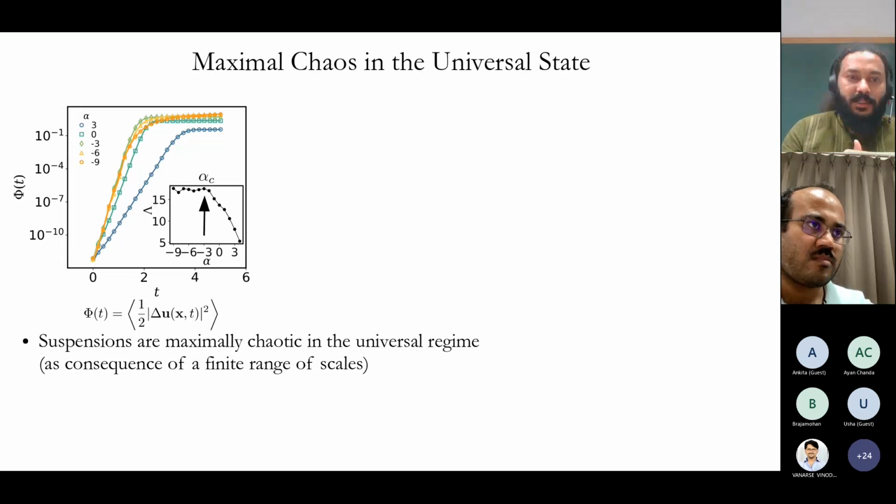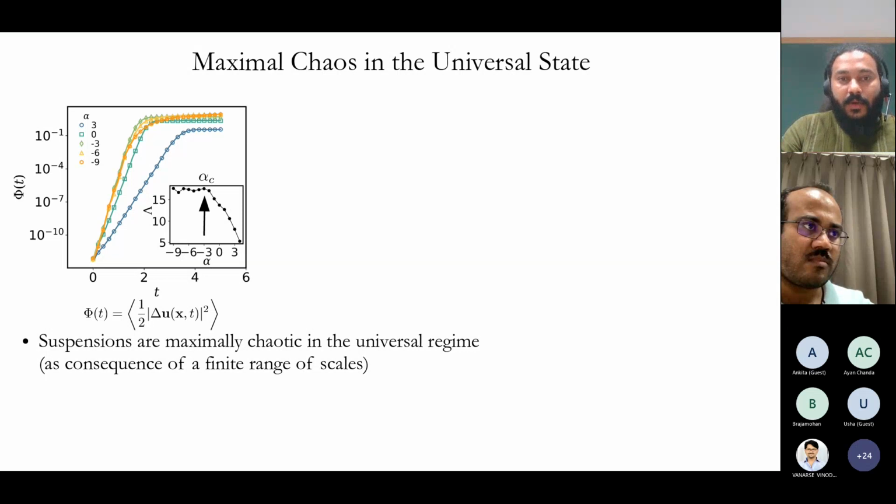Because this does not happen in inertial turbulence. So there, if you increase the Reynolds number or so, you will keep having higher and higher Lyapunov exponents. But here, because we also have a finite range of scales, because of the way the flow is forced and organized, it's happening from the small scales all the way up to the large scales. You do not have access in arbitrarily increasing the range of scales, and that sort of reflects here.